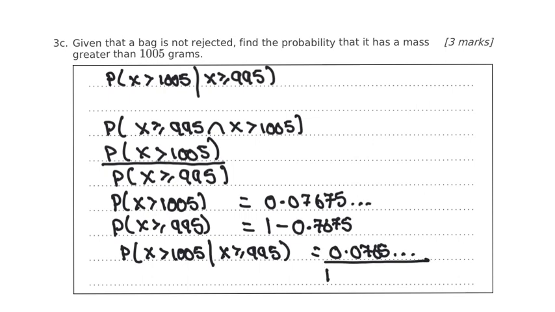divided by 1 minus 0.7675, which is equal to 0.0829 to 3 significant figures. It just happens to be that because the normal distribution is symmetrical, 1005 has the same probability as 995. This does not always happen.